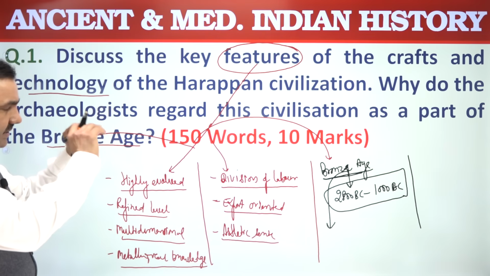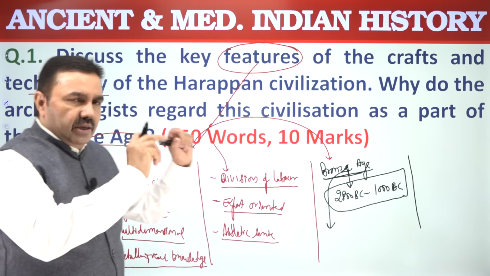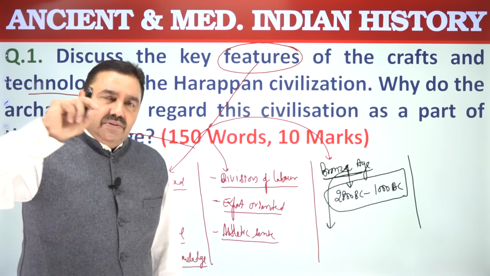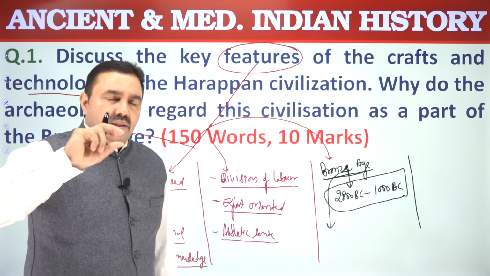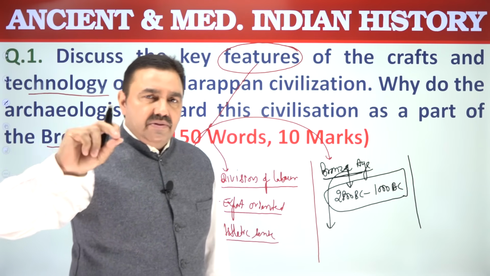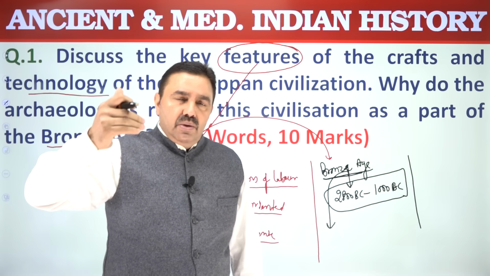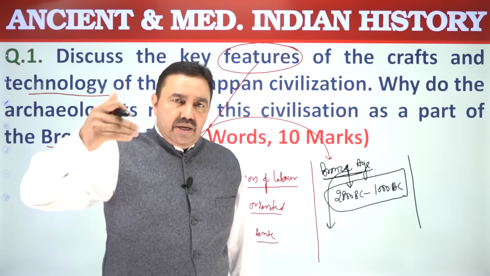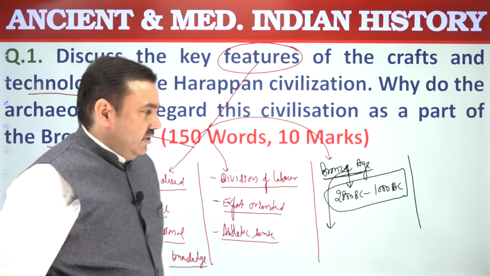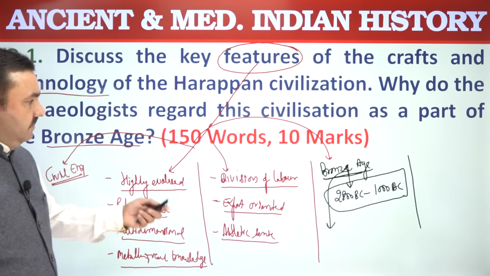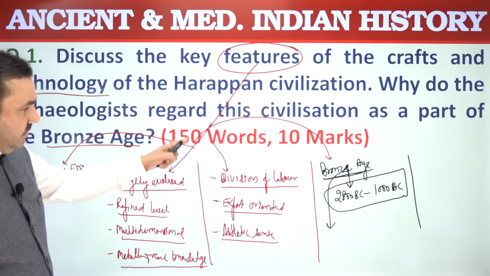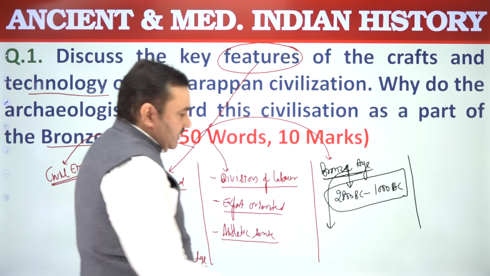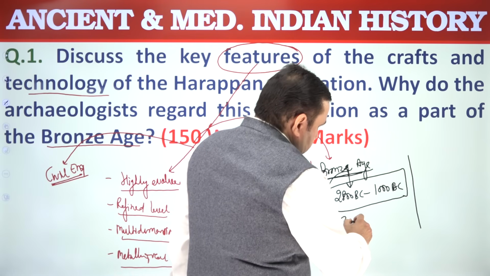So put headings and subheadings when you have 2 or 3 parts in your answer. Put a small introduction, then you put crafts and technology of Harappans, then you put why Harappan civilization is called Bronze Age civilization. So that way you can put 2 or 3 subheadings depending on the demands of the question. Ensure that you are meeting 150 words. So here you have to write, say, 30 to 40 words.